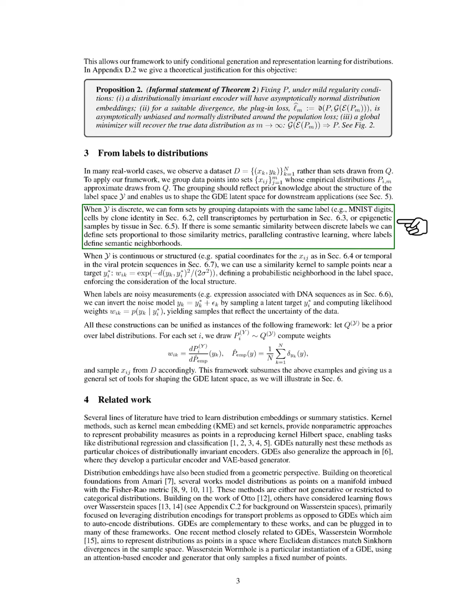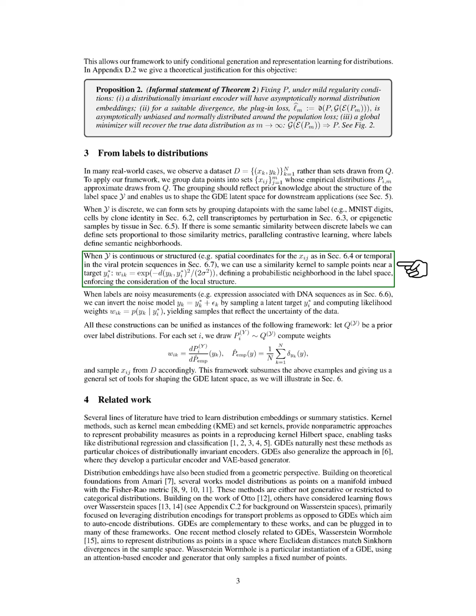When the label space is discrete, we can create groups by clustering data points with the same label, such as digits in the MNIST dataset or cells categorized by their identity. If there are similarities among discrete labels, we can form groups based on those similarities, similar to how contrastive learning defines neighborhoods based on labels. For continuous or structured labels, like spatial coordinates or temporal sequences, we can use a similarity measure to select points close to a target label, creating a probabilistic neighborhood that respects local structures.